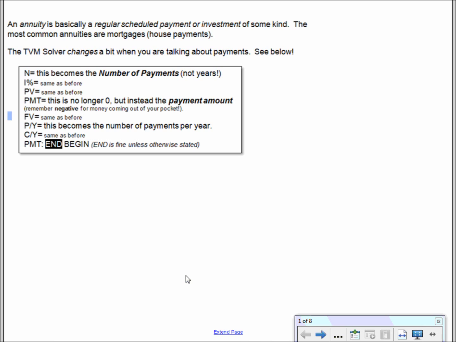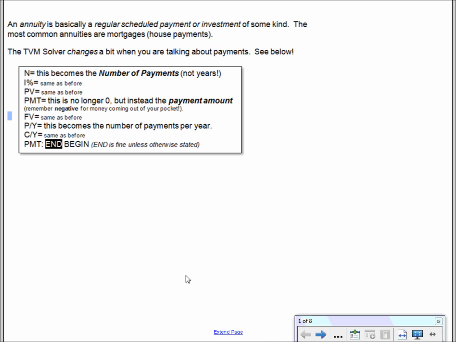If you look over at our TVM solver poster on the board, the blue writing is for annuities. N is now the number of payments, not the years. So how many payments are taking place? I is the same as before, it's the percent of interest. PV is the same as before, it's present value. PMT is no longer zero, but instead the payment amount. Remember, negative. Your payment's going to be a negative value in the calculator because it's coming out of your pocket. You're spending that money.